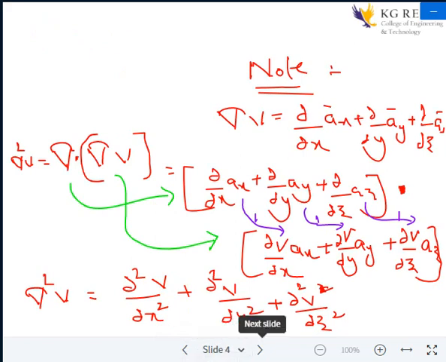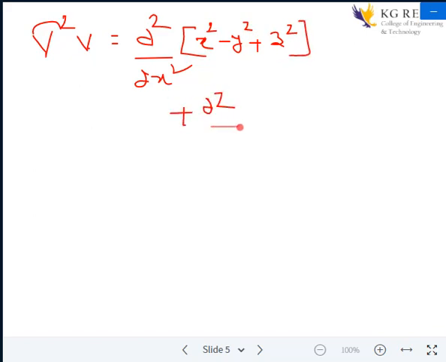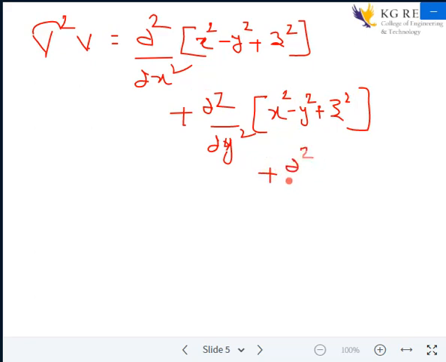Now you can observe I am doing this operation twice. Take the equation v, so ∂²/∂x². The equation v I am writing as it is in the question: v is given as x² minus y² plus z². Plus ∂²/∂y², and the same v I am writing here because v is present in all three terms, plus ∂²/∂z² of x² minus y² plus z².